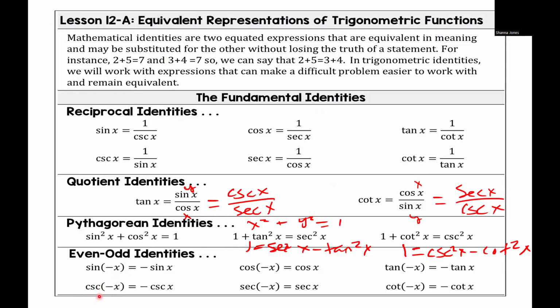In quadrant 1, all trig values are positive. In quadrant 2, only sine and cosecant are positive. In quadrant 3, only tan and cotangent are positive. And in quadrant 4, only cosine and secant are positive.